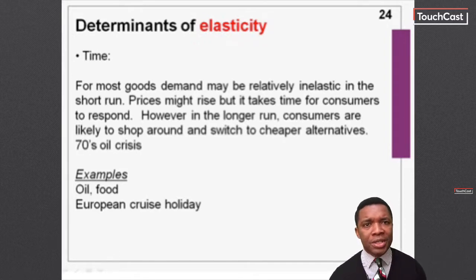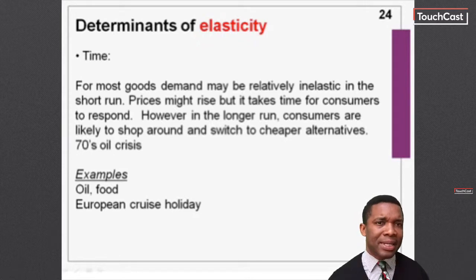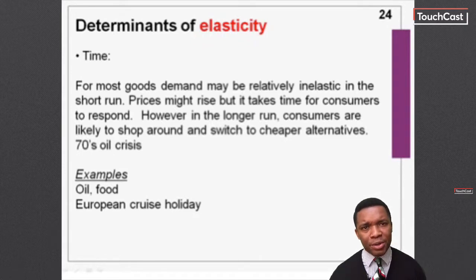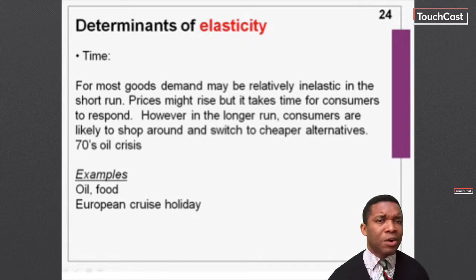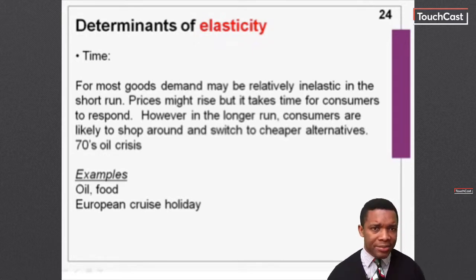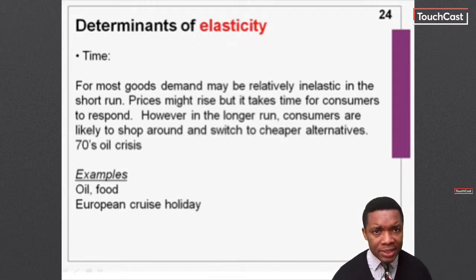For most goods, demand may be relatively inelastic in the short run, and prices might rise, but it takes time for consumers to respond. However, in the long run, consumers are likely to shop around and switch to cheaper alternatives. Examples are the launch of new alcoholic drinks or soft drinks.